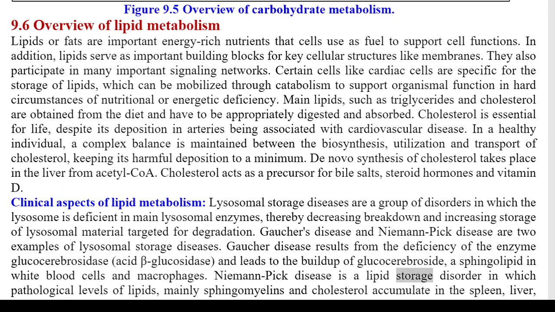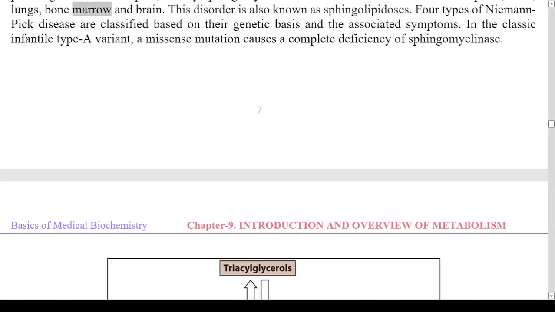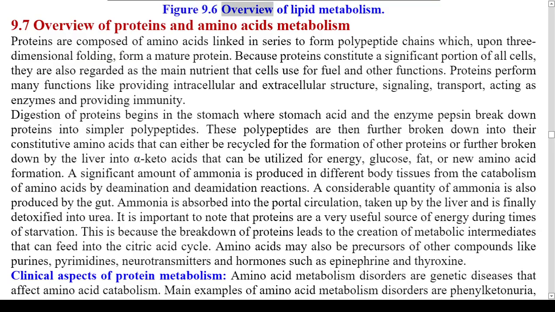Niemann-Pick disease is a lipid storage disorder in which pathological levels of lipids, mainly sphingomyelins, and cholesterol accumulate in the spleen, liver, lungs, bone marrow and brain. This disorder is also known as sphingolipidosis. 4 types of Niemann-Pick disease are classified based on their genetic basis and the associated symptoms. In the classic infantile type A variant, a missense mutation causes a complete deficiency of sphingomyelinase. Figure 9.6 Overview of lipid metabolism.